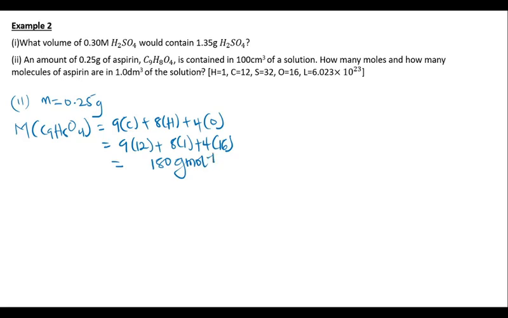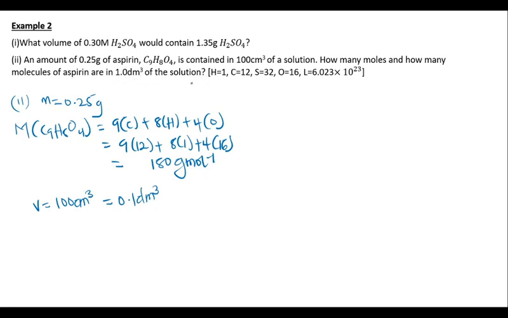So it contained 100 cm cube of solution. So our volume is 100 cm cube, which is equivalent to 0.1 dm cube. So we are being told to find how many moles and how many molecules of aspirin are in 1 dm cube of solution.